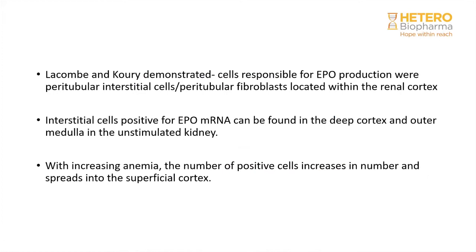It was then Lacombe and Curie who demonstrated the cells responsible for erythropoietin production, and they said that it's the peritubular interstitial cells, the peritubular fibroblasts located in the cortex and the deep outer medulla, which were mainly responsible for EPO production. They also identified that interstitial cells positive for erythropoietin mRNA are found in the deeper cortex and the outer medulla. With increasing anemia, the number of EPO mRNA positive cells increases, and it also spreads to the superficial cortex. These were further experiments in the later years.